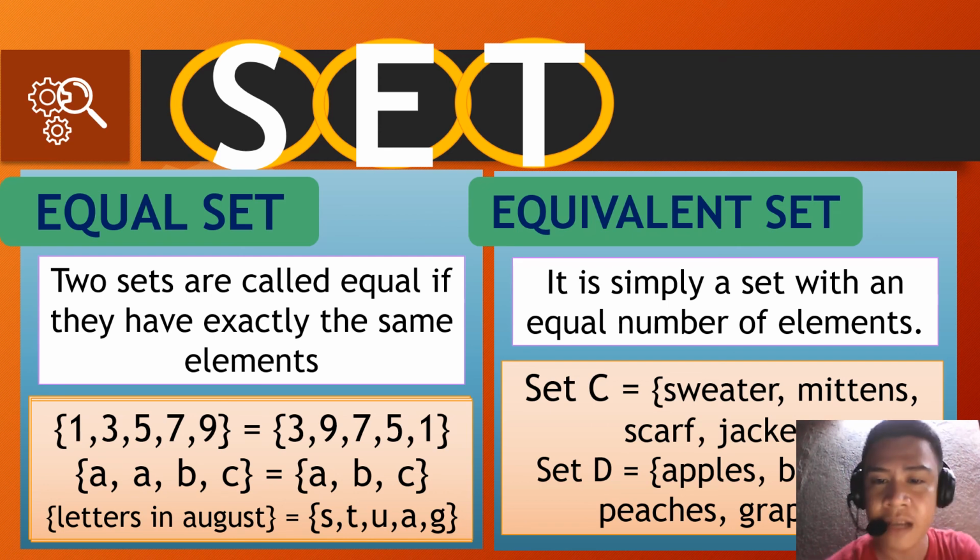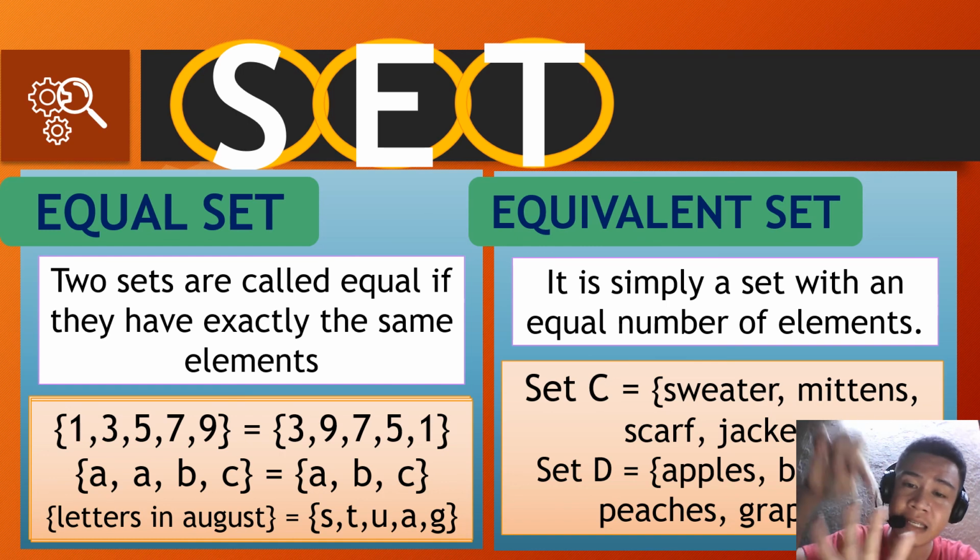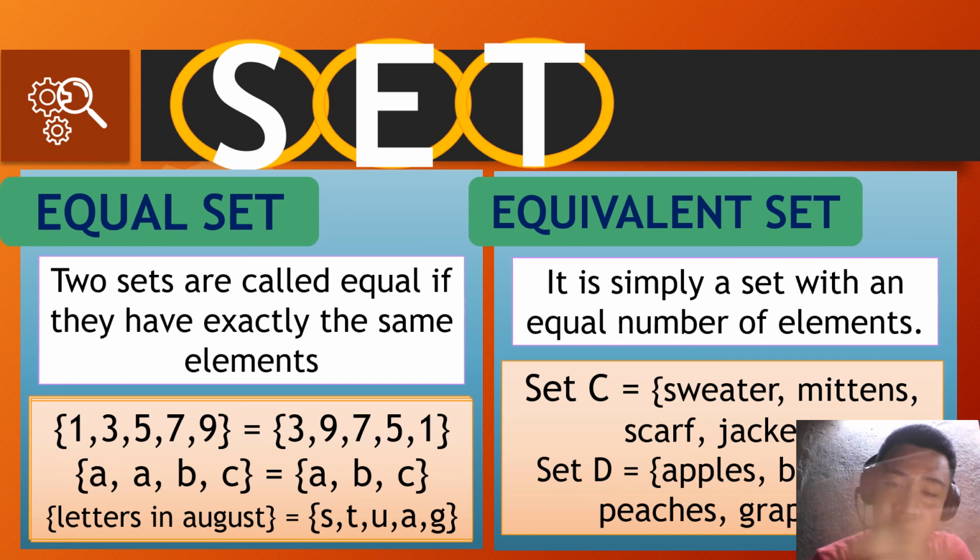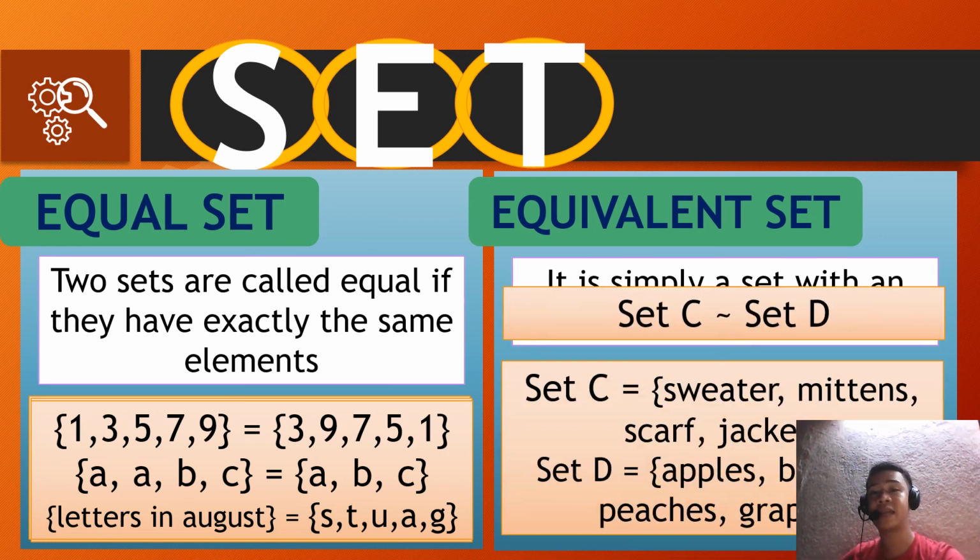Another example, set C: sweater, mittens, scarf, and jacket. Set D: apples, bananas, peaches, grapes. These are equivalent sets. Set C is equivalent to set D. Bakit? Kasi nga, yung set C, meron tayong 4 elements: sweater, mittens, scarf, and jacket. Sa set D, meron din tayong 4 elements, which are apples, bananas, peaches, and grapes. Thus, set C is equivalent to set D.